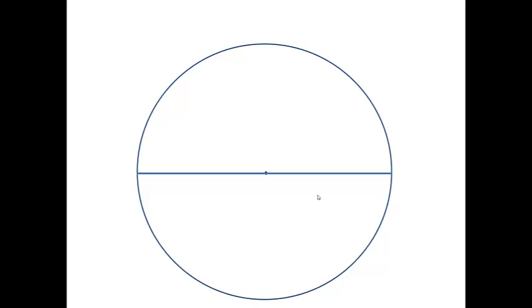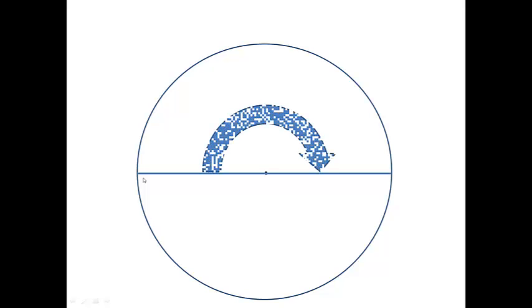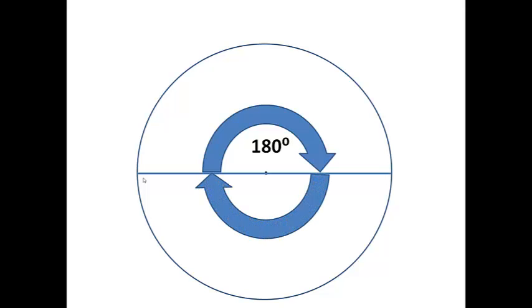Here I have a circle with a straight line drawn from one point on the circle through the center to another point on the circle. If I use a protractor to measure this angle, it would equal 180 degrees. If I did the same and measured this angle, it would also equal 180 degrees.